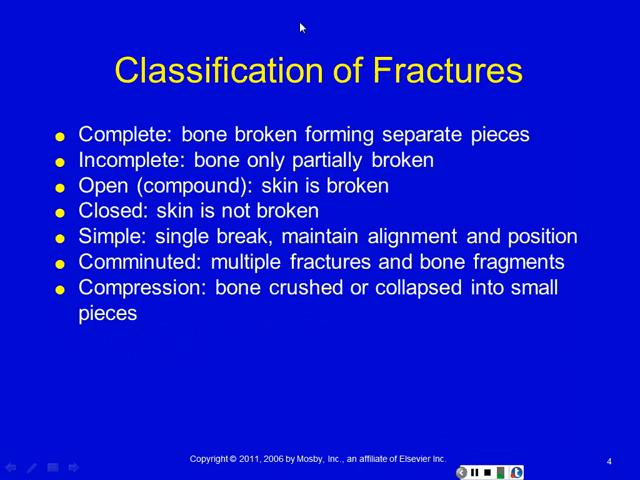So we classify fractures in a number of different ways. Complete versus incomplete. A complete fracture is where a single bone has become two bones. There are at least two pieces. Many fractures are not complete.